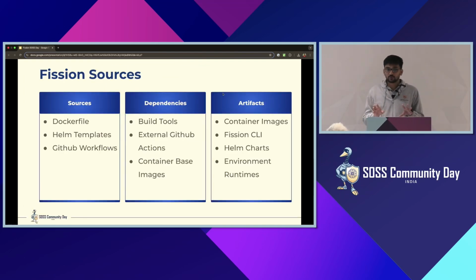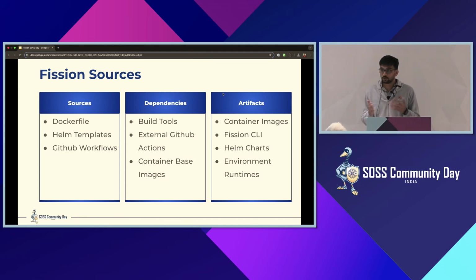So a brief overview of what we have in terms of Fission, a threat map of sorts. In terms of sources, we have Dockerfiles and Helm templates. We also deliver Helm charts to our users. And then we have GitHub workflows, which mostly drive a lot of things around Fission. In terms of dependencies, we have different build tools. We use GoReleaser, Golang, CLint, etc. We also use a couple of external GitHub Actions, container-based images, etc. So these are the dependencies.